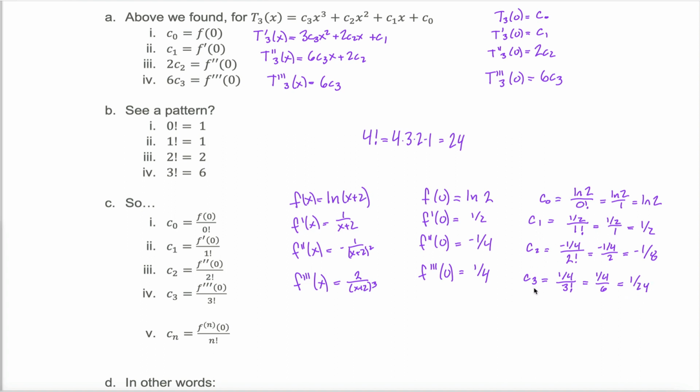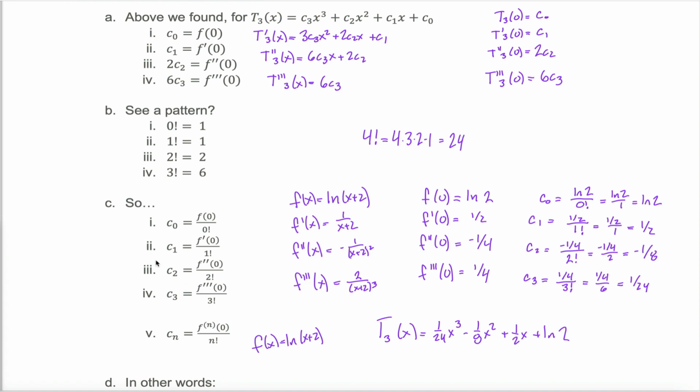Now that I have the four coefficients, I know my third degree Taylor polynomial. T3 of x would just be equal to 1/24 x cubed minus 1/8 x squared plus 1/2 x plus the natural log of 2. The third degree polynomial that best fits the function f of x equals the natural log of x plus 2 is this third degree Taylor polynomial, which you can calculate pretty quickly if you have these formulas.